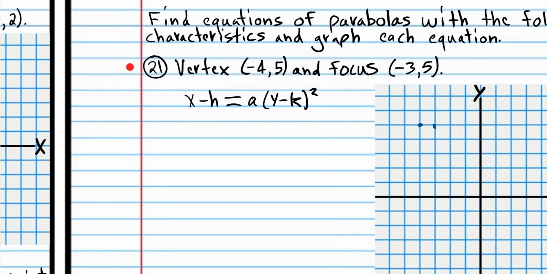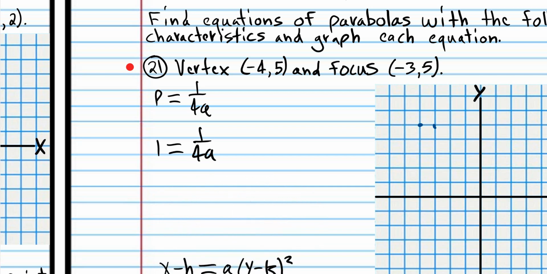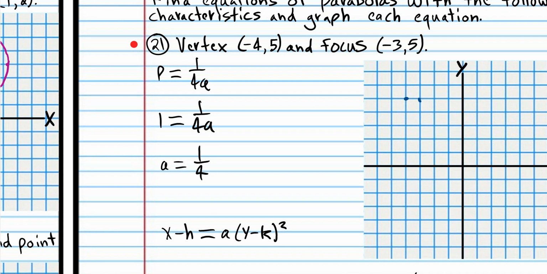So before we even use that formula, actually, we should use our special formula. p is equal to 1 over 4a. Now p, again, is the distance from the vertex to the focus, so we know that distance is 1. And now we just have to solve for a. And if we solve, we get 1/4. So a is 1/4, and now we can use our equation. So I'll write that up here.